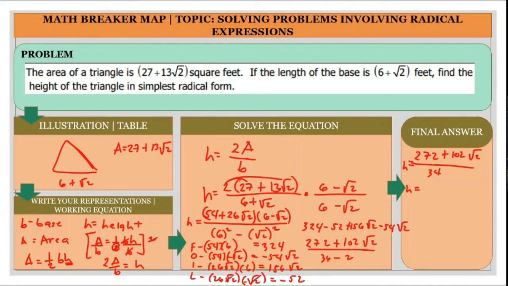So now there is a common factor between the numerator and the denominator. For 272 and 102, the common factor is 34. 272 divided by 34 is 8, plus 102 divided by 34 is 3, so 3 square root of 2. So now the height of the triangle is 8 plus 3 square root of 2 feet.